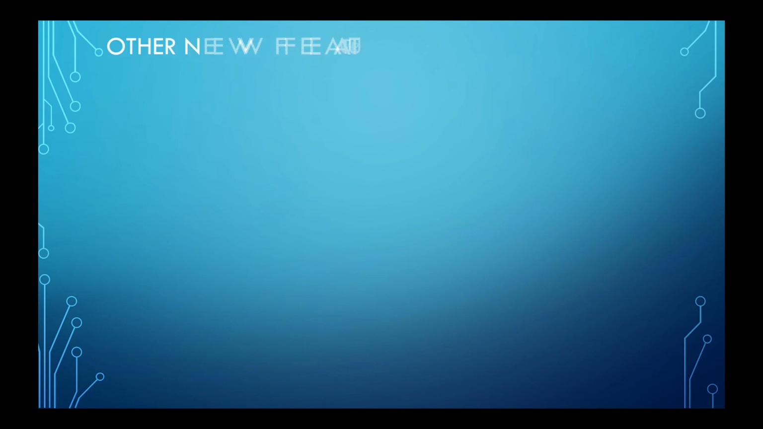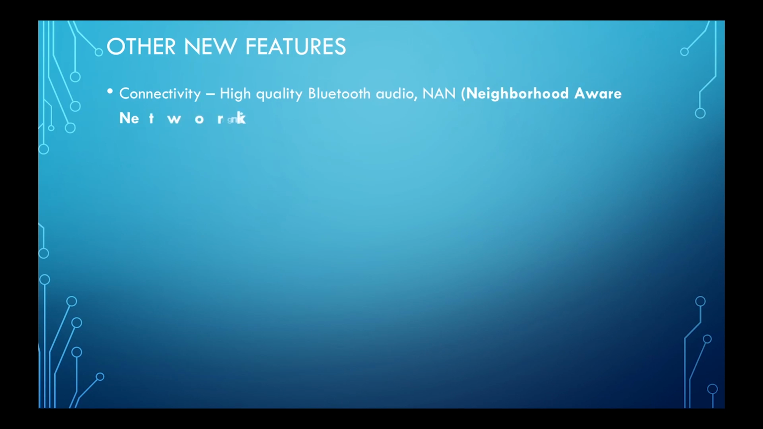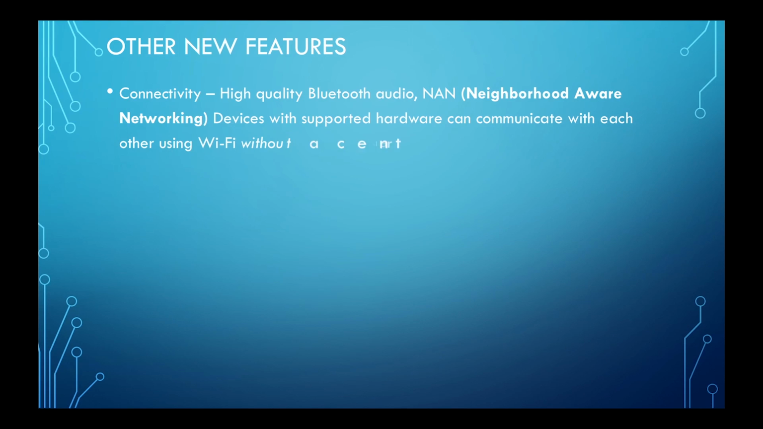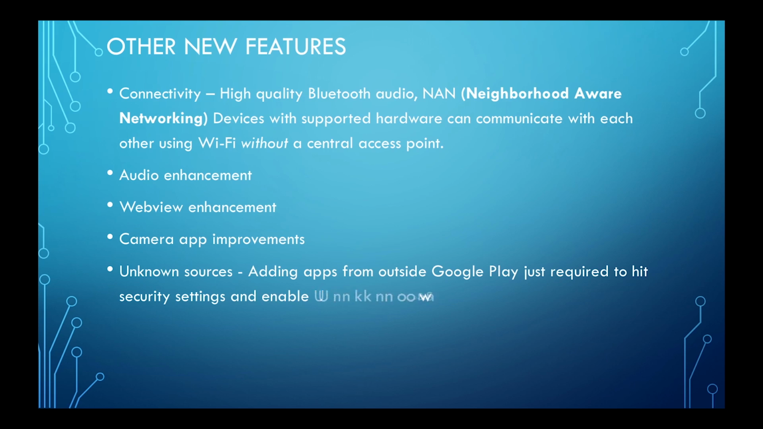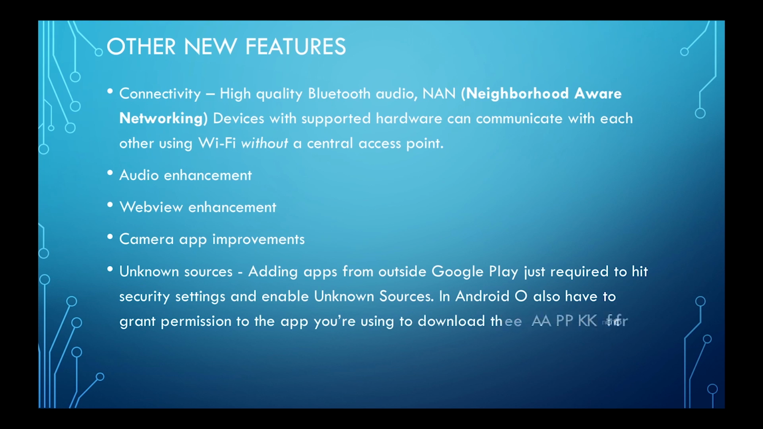So now we have talked about all the major features. Besides those major features, there is a list of other features also, like connectivity. Now there is high quality Bluetooth audio, and neighborhood aware networking: devices with supporting hardware can communicate with each other using Wi-Fi without a central access point. Next is audio enhancement they have done, web view enhancement, some enhancement in the camera app, and some changes in lock screen setting.